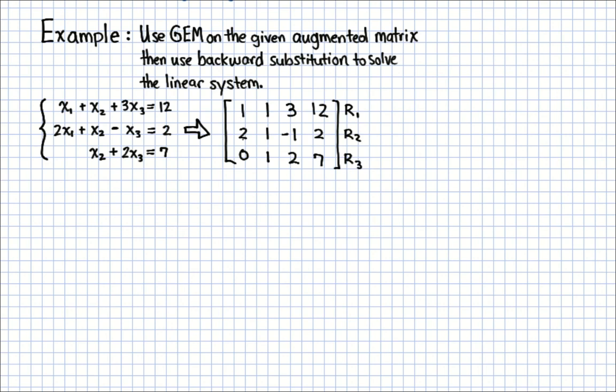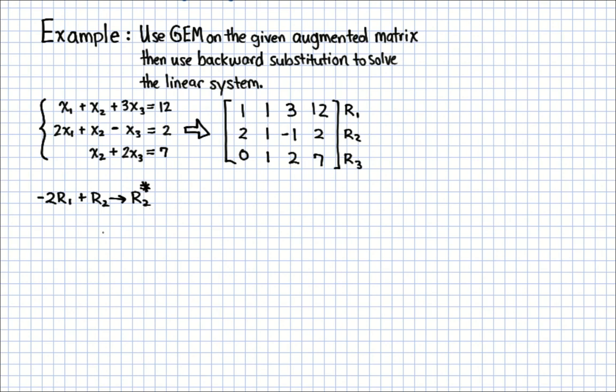The first thing I want to do is get a 0 in this position here where there's the 2. So here's how I'm going to do that. I'm going to take negative 2 times row 1. I'm going to add this to row 2. And this is going to give me a brand new row 2. And so the asterisk that I've just written here represents new. So this is new row 2.